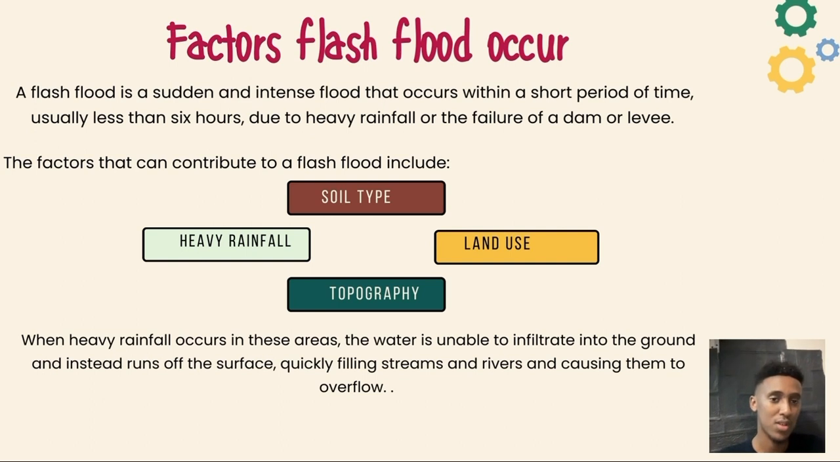And now, factors of flash flood. A flash flood is a sudden flood that occurs within a short time period, usually less than 6 hours, due to heavy rainfall or failure of a dam or levee. Factors that can contribute to flash flood include soil type, heavy rainfall, land use, and topography. When heavy rainfall occurs in these areas, the water is unable to infiltrate into the land and instead runs off the surface and quickly reaches the streams and rivers, causing them to overflow.